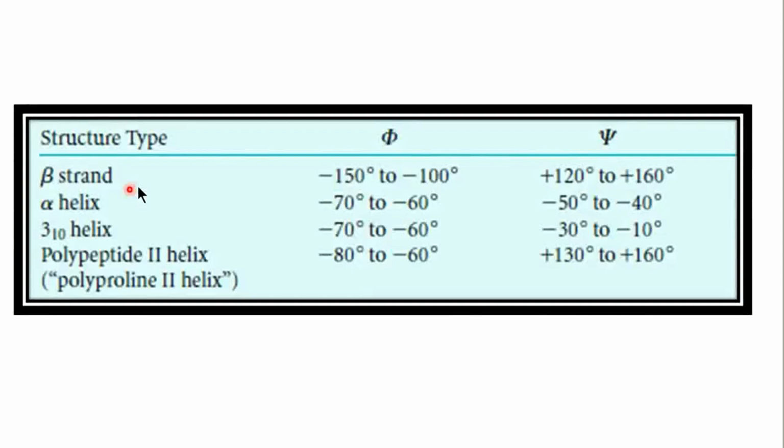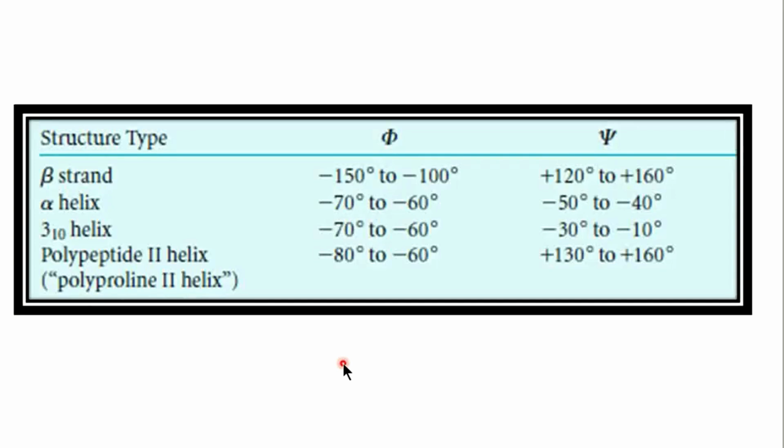For beta sheets or beta strand, the value of phi is between minus 150 to minus 100, and the value of psi is plus 120 to plus 160. For alpha helix, it is minus 70 to minus 60 and minus 50 to minus 40. For 3 by 10 helix, it is minus 70 to minus 60 and minus 30 to minus 10. For polyproline II helix, it is minus 80 to minus 60 and plus 130 to plus 160.